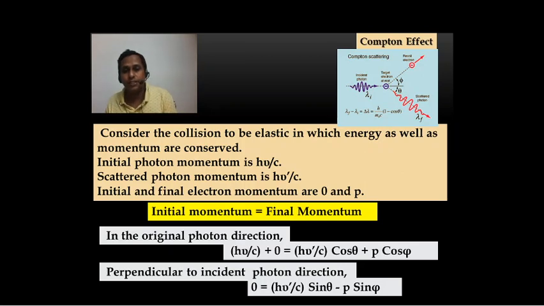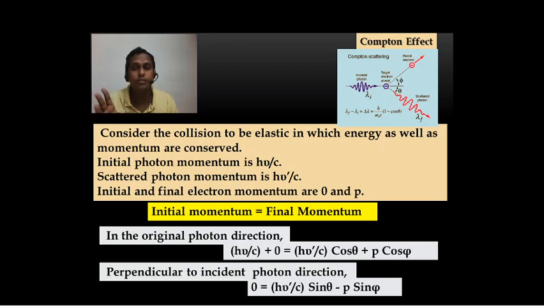Now consider an elastic collision. Elastic collision means both energy and momentum are conserved. Momentum is conserved in both elastic and inelastic collisions. More specifically, in an elastic collision, kinetic energy and momentum are conserved. In an inelastic collision, momentum is also conserved, but kinetic energy is not conserved. So total energy is conserved.